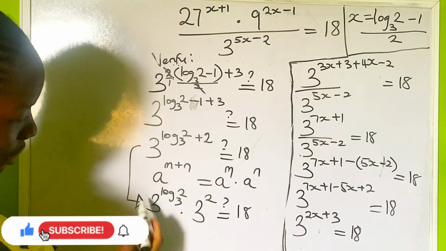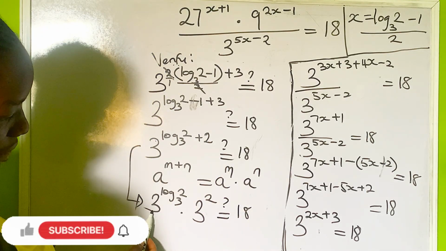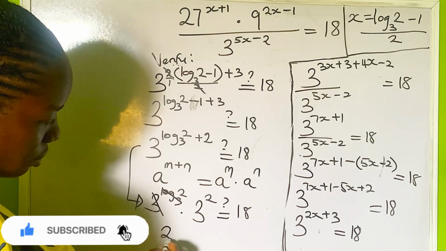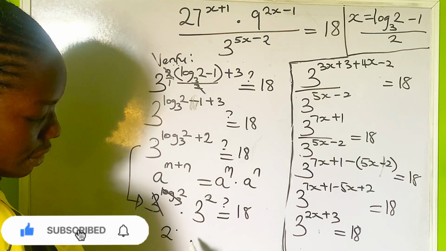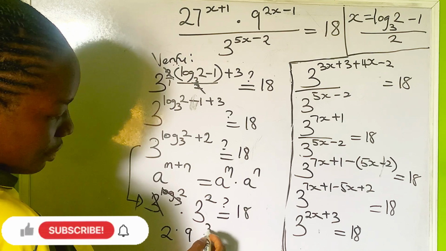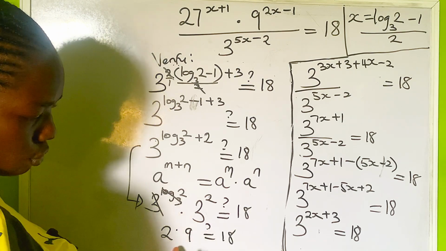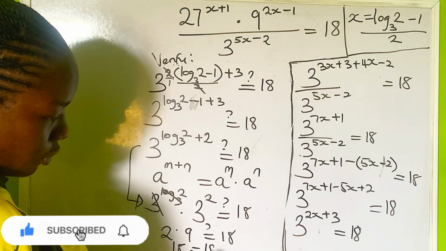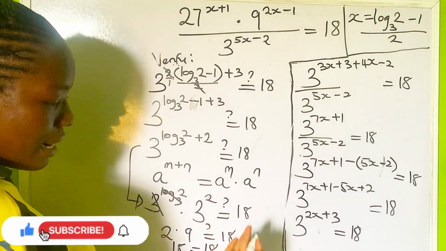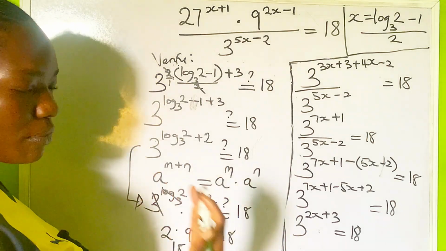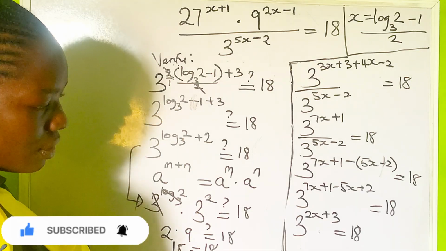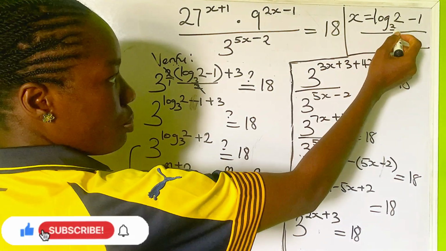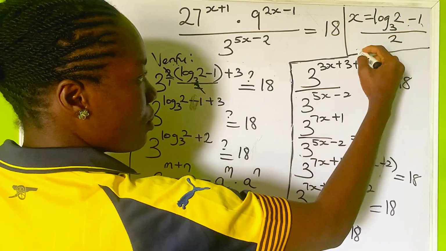Now is it equal to 18? Because we have base 3 and base 3, they will both cancel out each other. So we'll now have 2 multiplied by 3 squared, which gives us 2 times 9. Now is it equal to 18? 2 times 9 or 9 times 2 is 18. 18 is equal to 18. So from here, you see that our left hand side and our right hand side are the same value, 18 and 18. So this checks that our value for x, log 2 base 3 minus 1 all over 2, is correct.